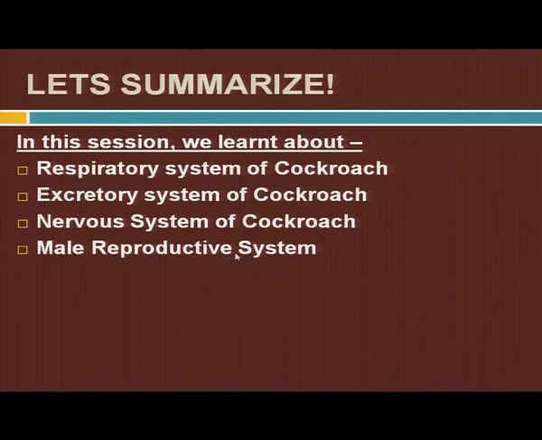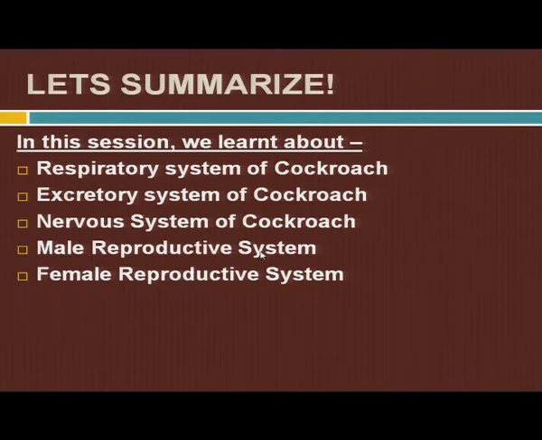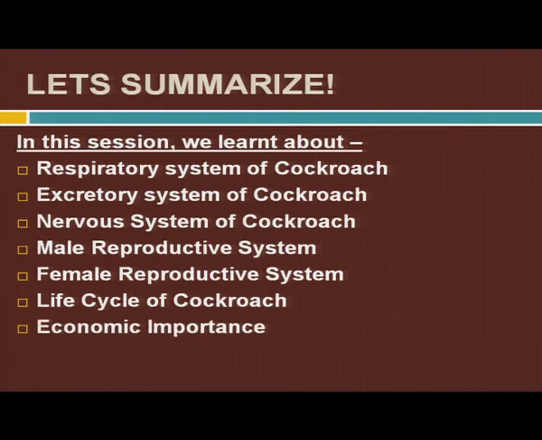Then we have learnt about the male reproductive system, and we have learnt about the female reproductive system, and we have learnt about the various parts which are present in males and which are present in females. And we have also tried to learn about the process of the formation of ootheca, and we have seen the life cycle of cockroach. We have also discussed the economic importance of cockroaches.